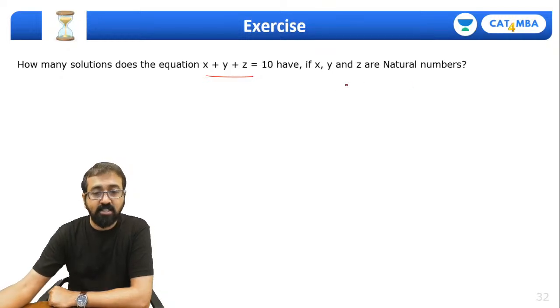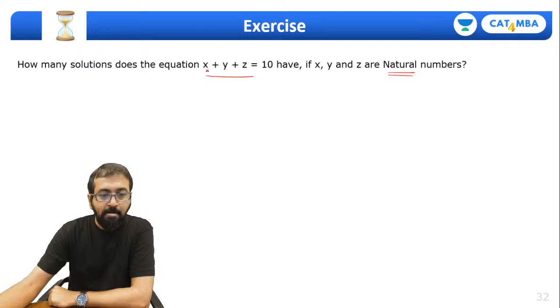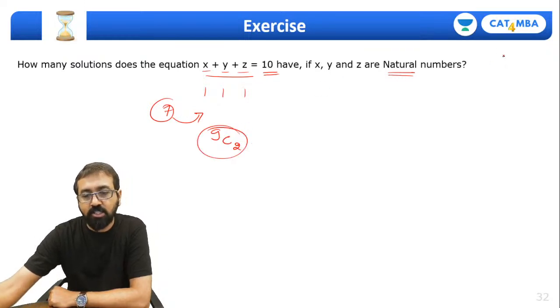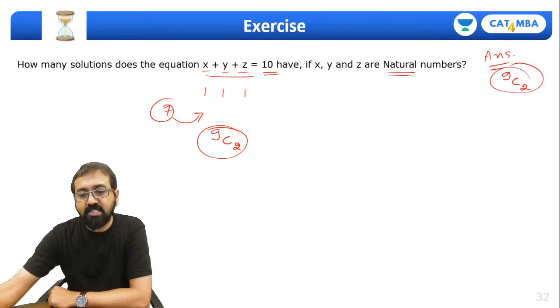So we have discussed various situations. Whole number solution means any variable can take 0 value. Natural number solution means each variable has to have a minimum value of 1. So again, this is like distributing these 10 chocolates among 3 children, but each child should get at least 1. So we'll assign 1 to each of these children, and the remaining 7 chocolates can be distributed among these people in 9C2 ways. So the answer for this question will be 9C2. So there are 9C2 solutions.